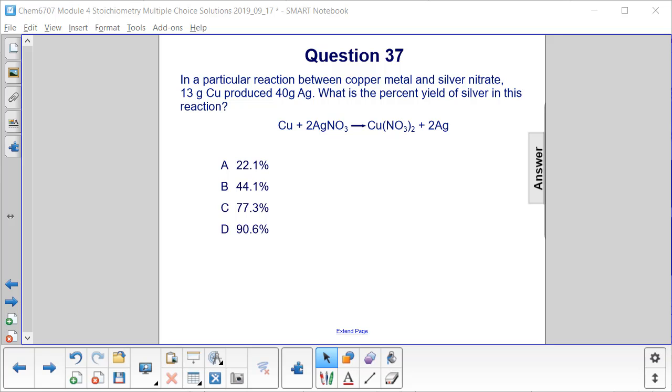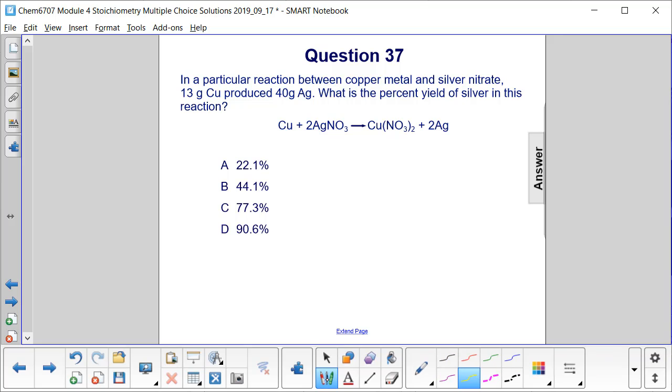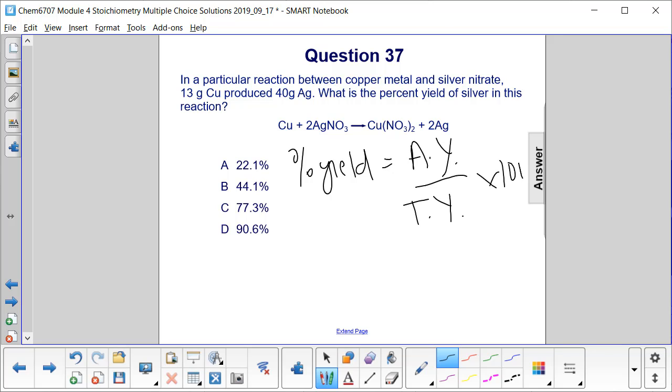Question 37. In a particular reaction between copper metal and silver nitrate, 13 grams of copper produced 40 grams of silver. What is the percent yield of silver in this reaction? So percent yield is the actual yield divided by the theoretical yield times 100%. The actual yield, we're told this reaction produced 40 grams.